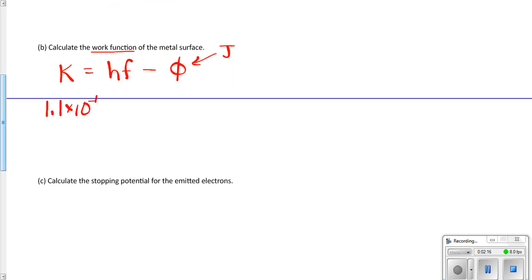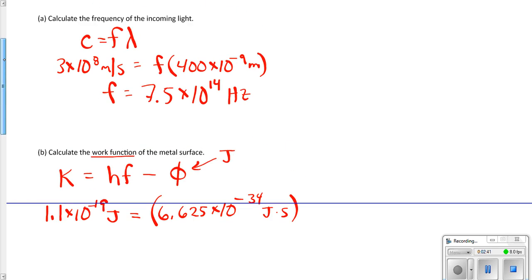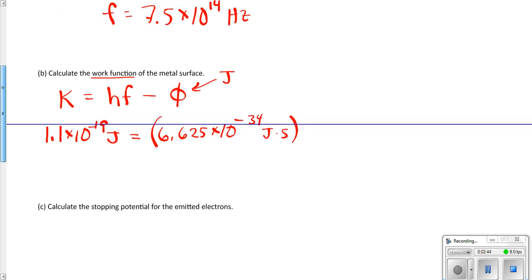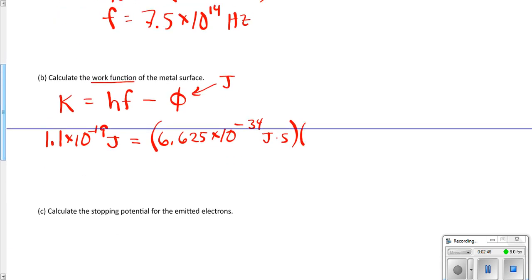Kinetic energy, 1.1 times 10 to the negative 19th joules equals h. Which h? 6.625 times 10 to the negative 34 joule seconds. Times the frequency of what? The photon which came in, 7.5 times 10 to the 14th hertz, minus that work function. Some calculation there.